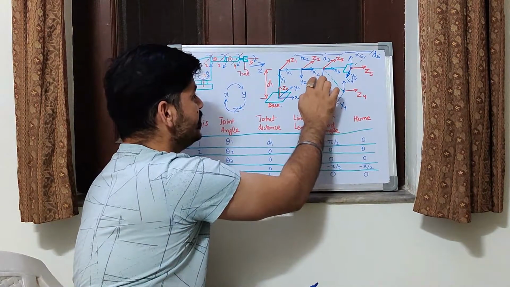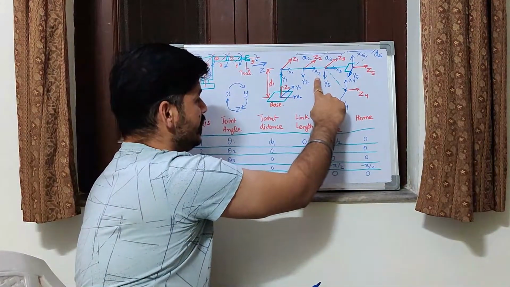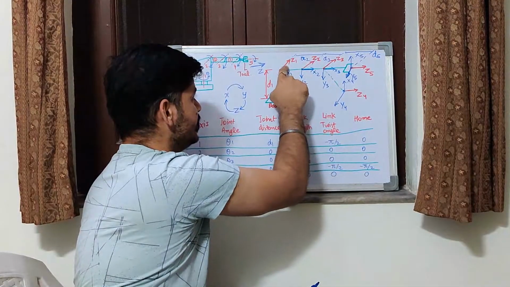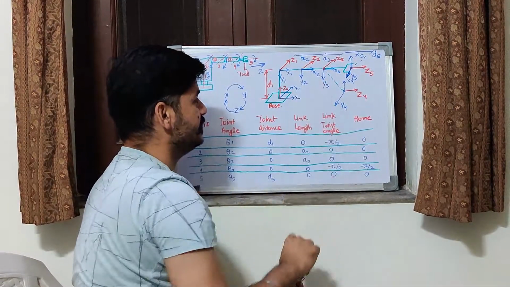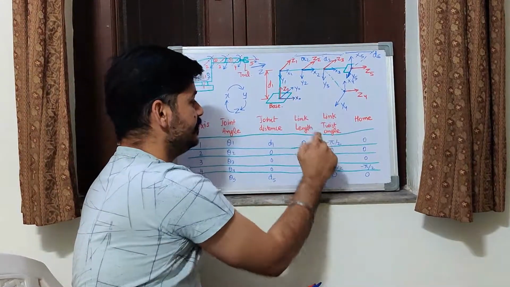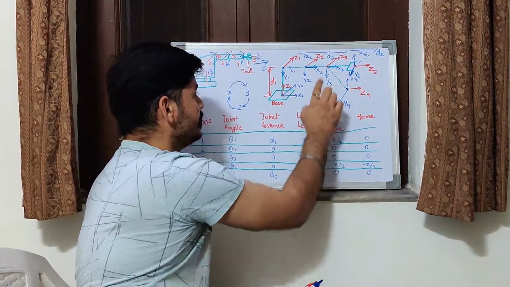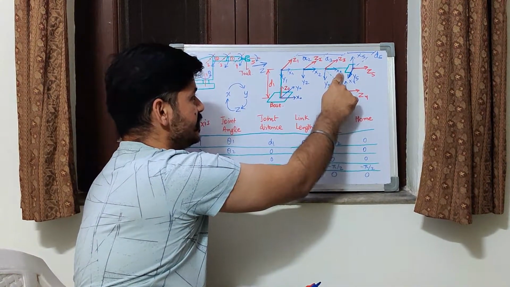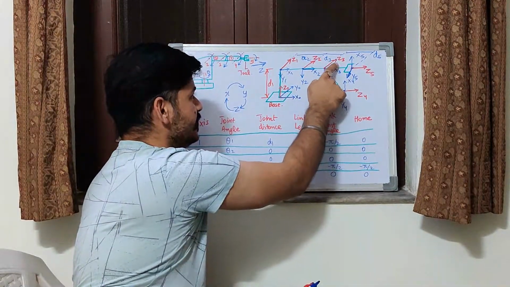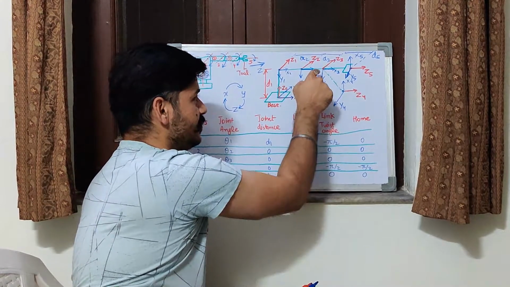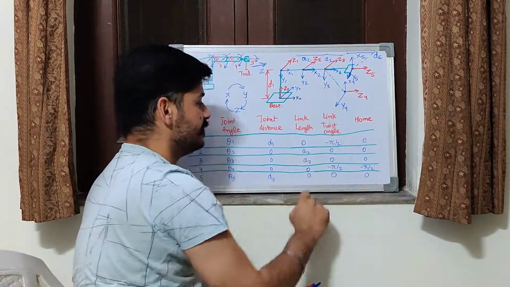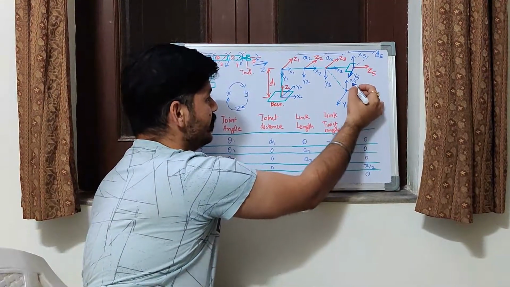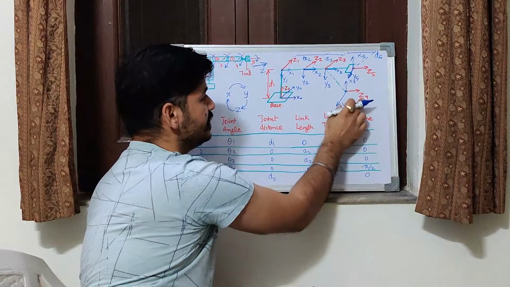Now moving on to the next, x2. At x2, is there any angle between z1 and z2? These are parallel to each other, both pointing inside the board, so there is no angle, 0. Now moving to the next one, along x3, is there any angle between z2 and z3? There is no angle, as both are pointing inside, right? So the angle is 0.